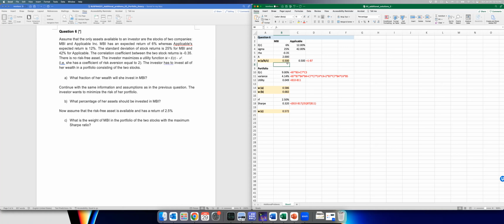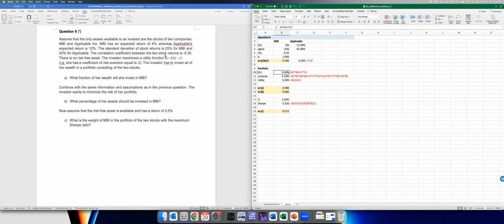So 0.5 is in NBI and another 0.5, that's 1 minus 0.5, is in Applicable, and the functional form is here. Now, pay attention. You need to enter this as a function instead of a number, because we're just pretending that NBI is getting 0.5 weight and that the optimal weight may not be 0.5, and we need to solve for it. So all the variables need to be updated at the same time. So we're entering it as a function here.